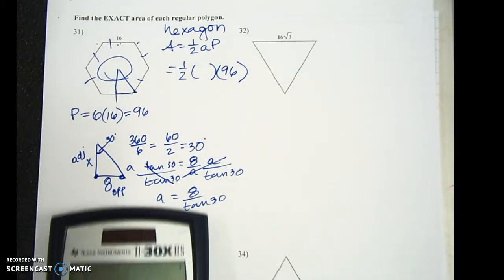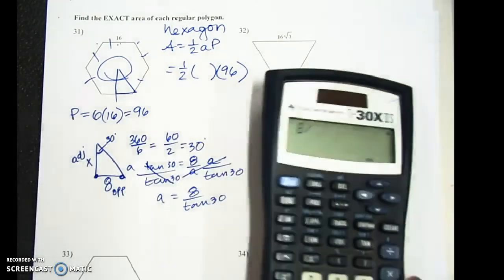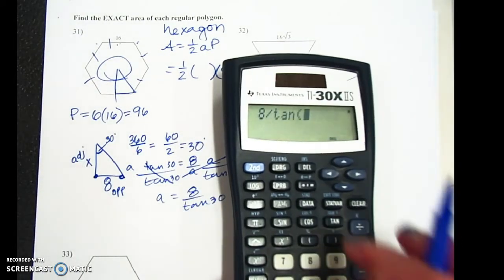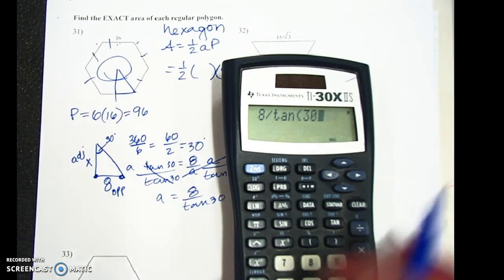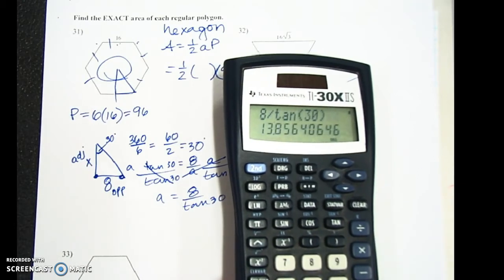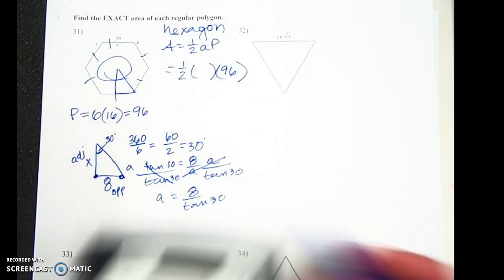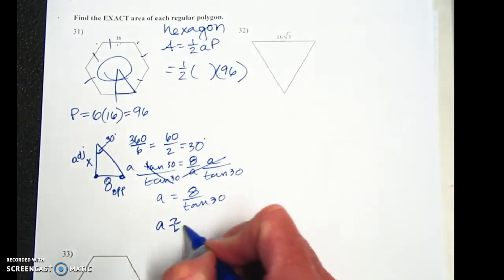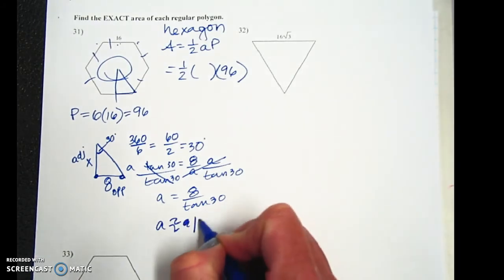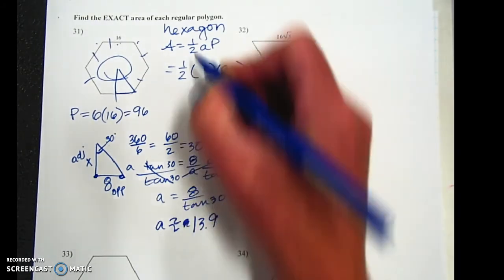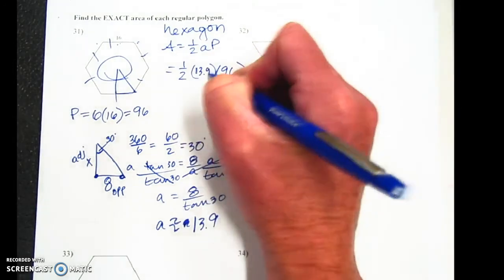Type in 8 divided by the tangent of 30, and we get roughly 13.8, but there's a 5 next to it, so I'm going to round it to 13.9. And that's what I'm going to plug into the formula up here for the apothem.